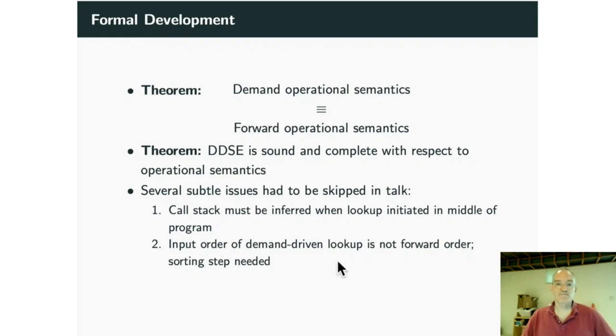So in the paper, we make a formal operational semantics for all these systems. And the main result we prove, or the most difficult result, is that a backward running demand operational semantics, this lookup operation, is in fact isomorphic to a forward running operational semantics. And it's a delicate proof because they're running in opposite directions. And we also prove that the symbolic evaluator is sound and complete with respect to the operational semantics.